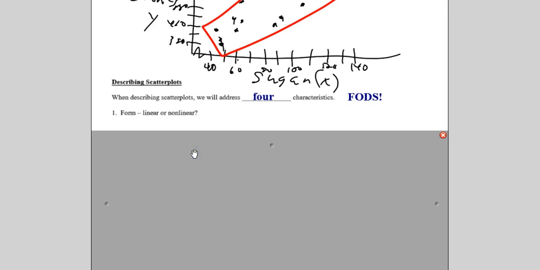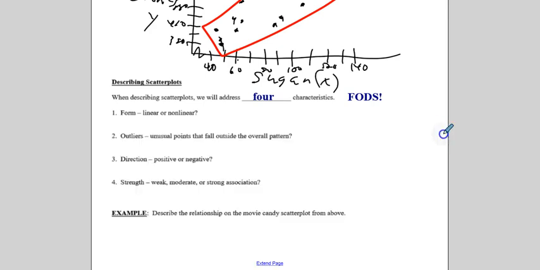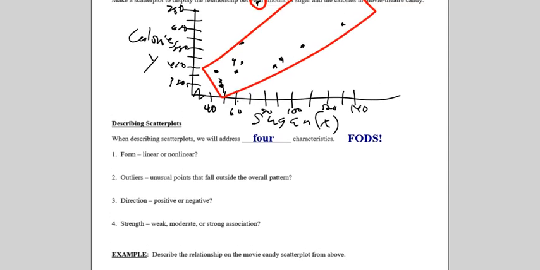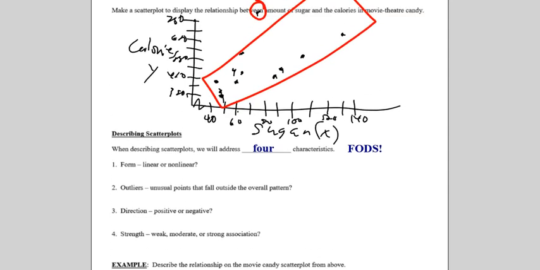When we do this, we describe scatter plots with 4 characteristics. And the acronym for it is FODS, F-O-D-S. So, first off, we look at form. So, what we just did, is there a form? Is it linear? Does it look like a parabola or an upside down parabola? Does it look like an absolute value function, like a V? In this one, we would say, yeah, there's generally a linear form in there. Okay, there's a line in there somewhere.